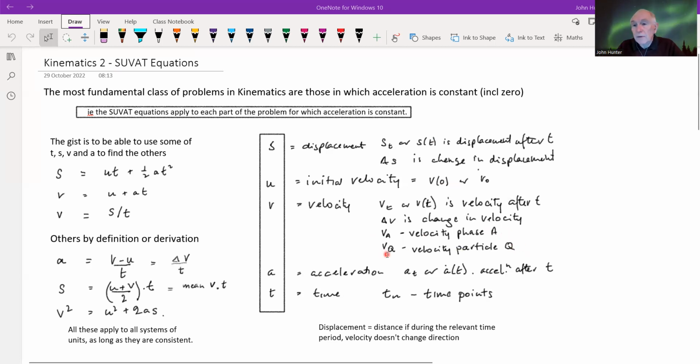Equally, we may have problems with more than one particle, for instance two motorbikes having a race, motorbikes P and Q. So this might be a useful way to distinguish between them. Different problems have different requirements, and the thing is to use the idea of suffixes or function notation in order to distinguish between one and the other.